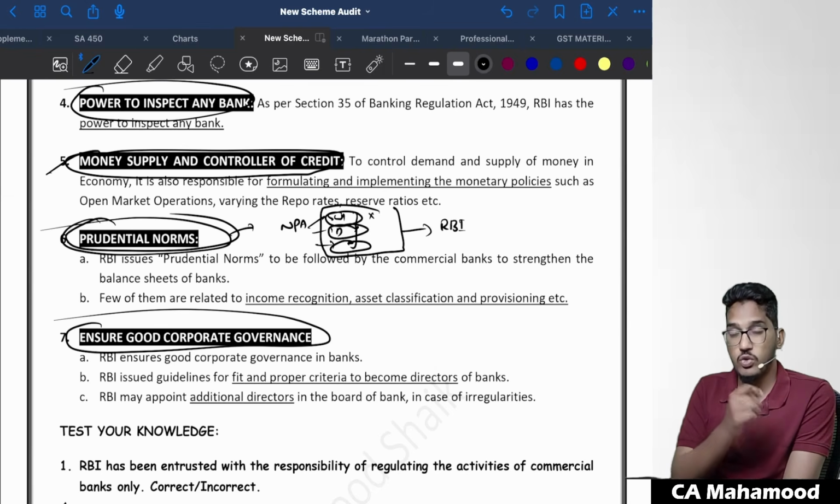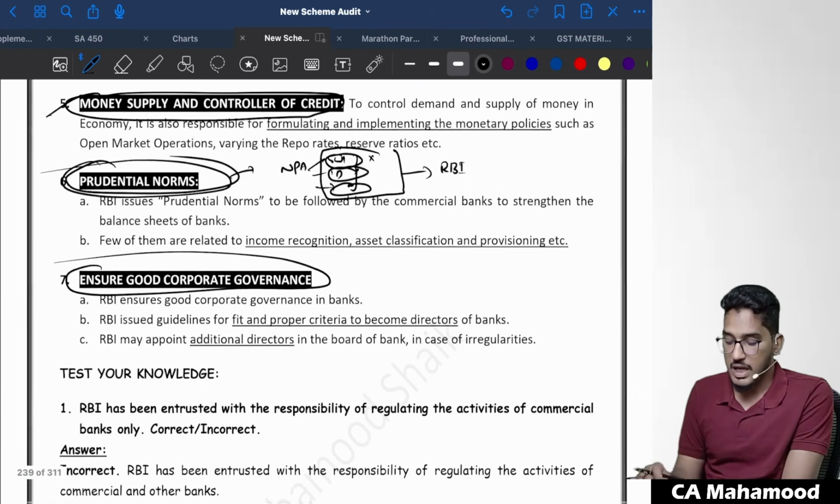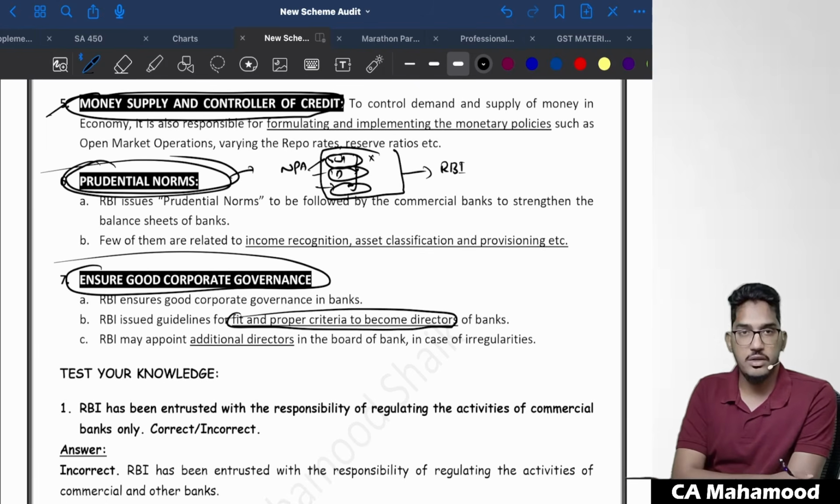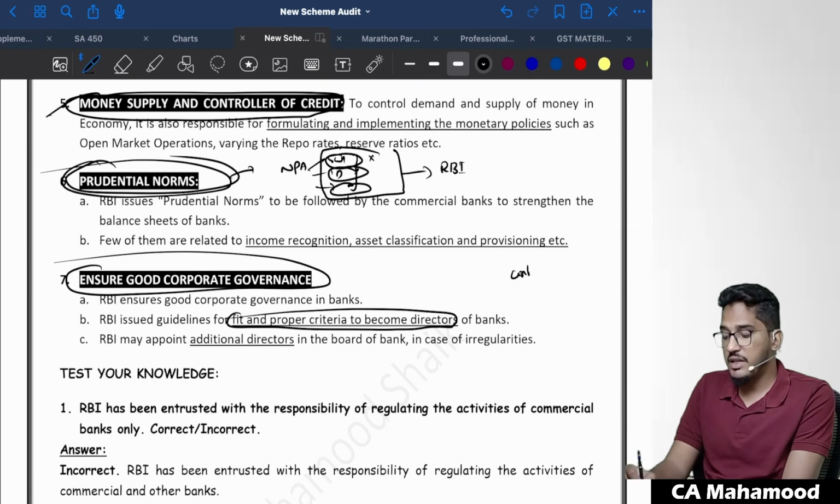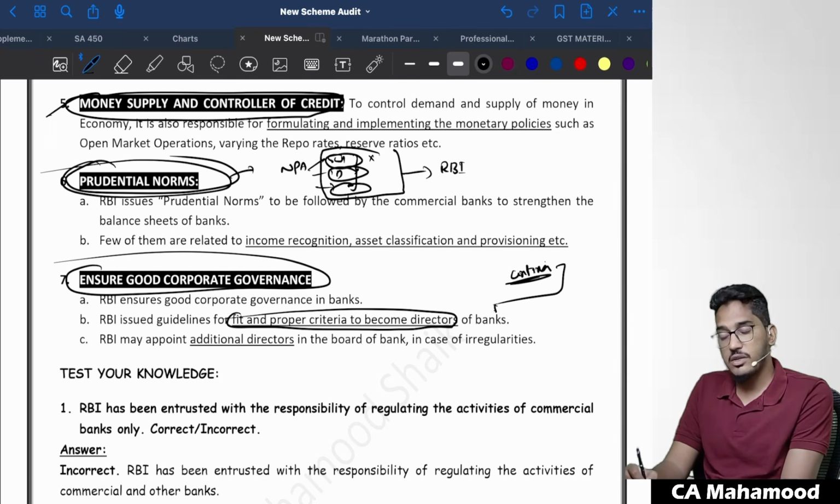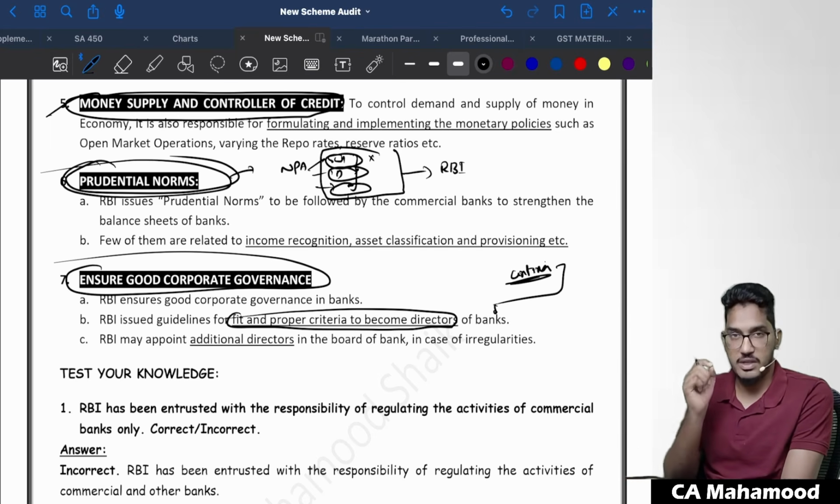RBI will try to maintain good management in the banks. How will RBI try to maintain good corporate governance in the banks? They decide proper criteria for who can become directors of the bank. Just like in any other company, not anybody can become a director of a bank; RBI has given perfect criteria. Only those people who fulfill that criteria can become directors of the bank. So RBI has given specific criteria.